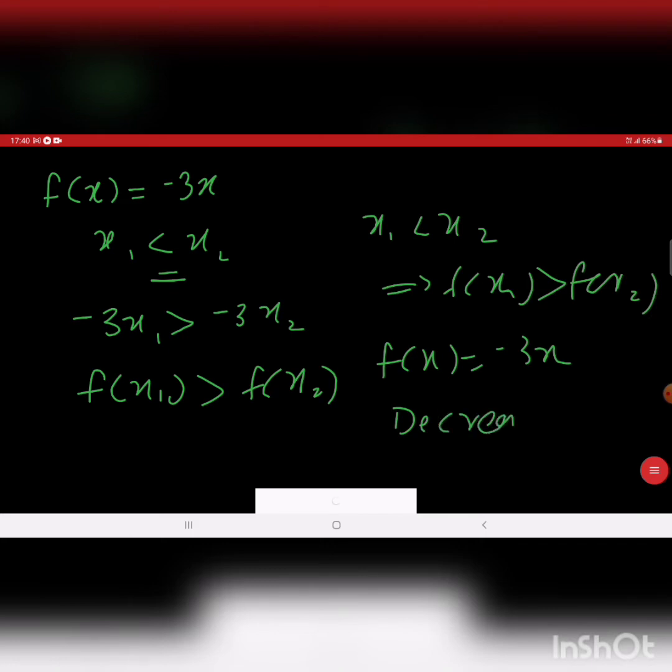As the x value increases, the y value decreases, or as the x value decreases, then the y value increases. Opposite direction. Such functions are decreasing functions. So in this way we can check whether a linear function is increasing or decreasing.